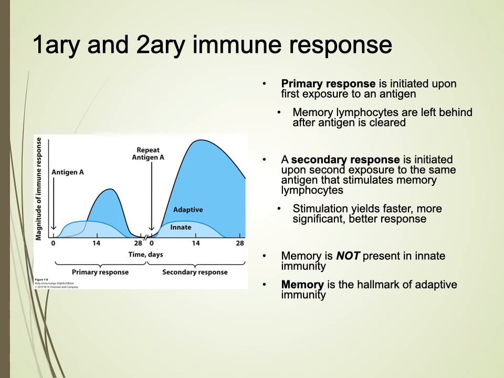For our primary response, this is when we're initially exposed to antigen, our first exposure. What we're seeing is first, in that light blue, we get this innate response. So we're going to get an increase in that immune response, and this can be measured by the number of cells that are present that play a role in innate.